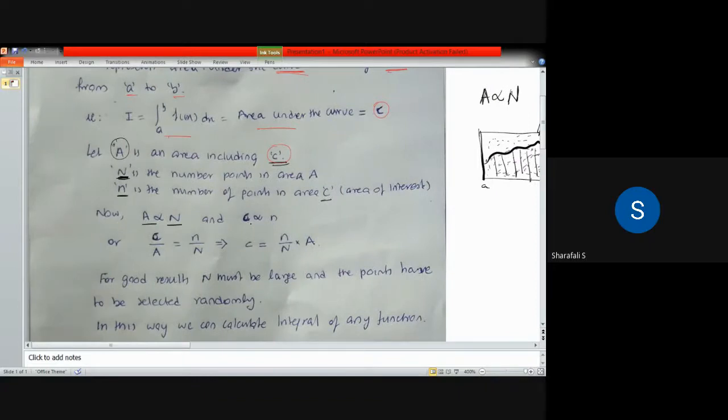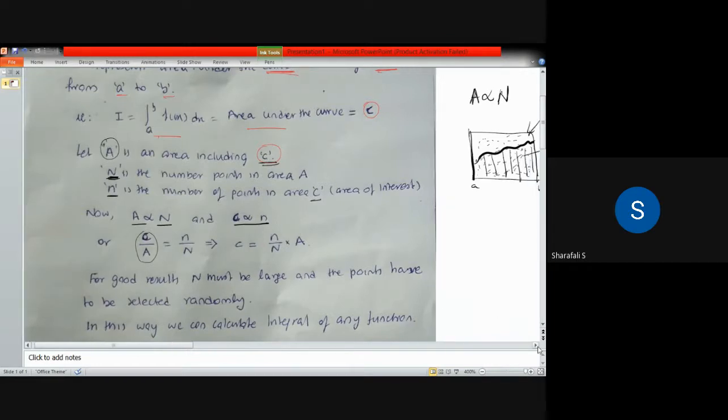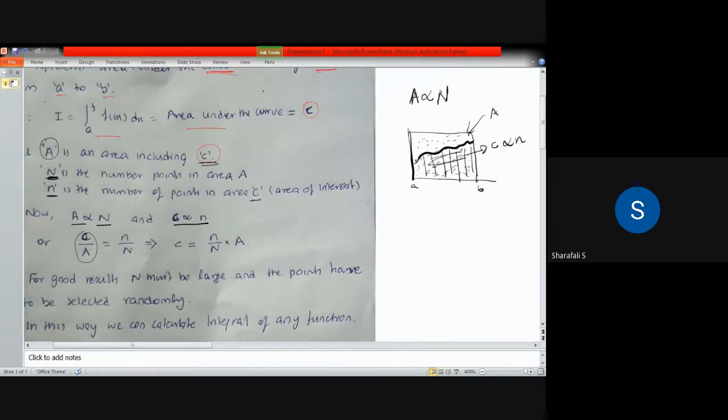Okay, so I can write c is proportional to n. Then if you take c by a, that is the area under the curve, c divided by the total area of that total rectangle, that is capital A, this will be equal to n divided by capital N, since this is proportional to n by capital N. So this is the basic principle of the Monte Carlo method.